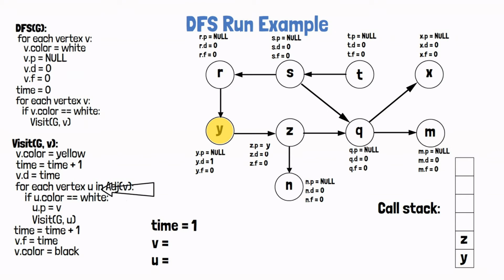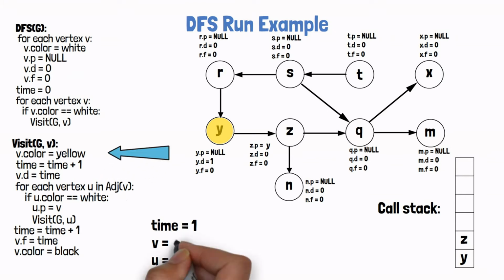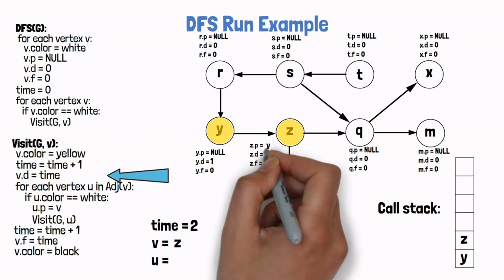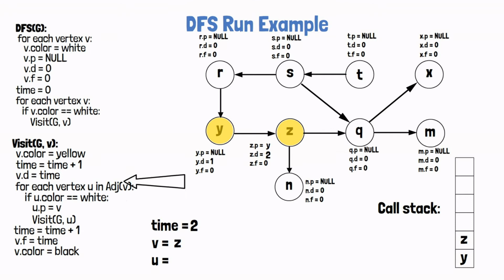Now we run visit on z, so first we color it yellow. We then increment the time and set its discovery time to be 2. We then go over its neighbors. Z has 2 neighbors and we randomly start with vertex n. We check and see n is still white, so we set z as its parent and visit n. We update the call stack, clean the local state and go to visit n.